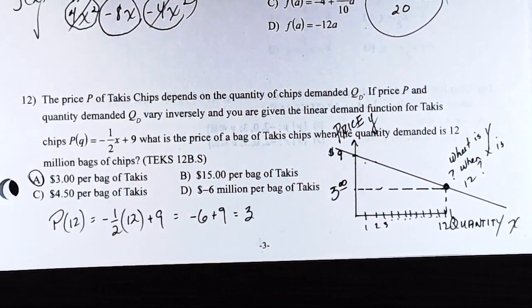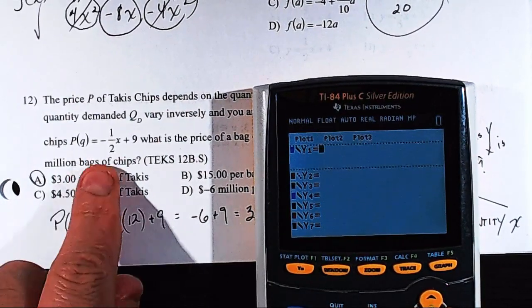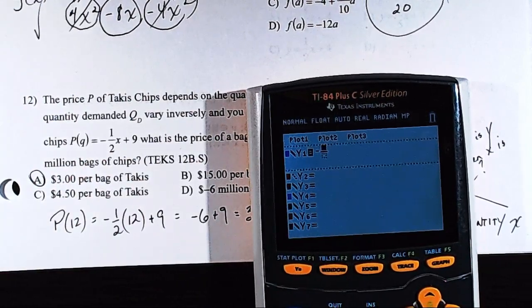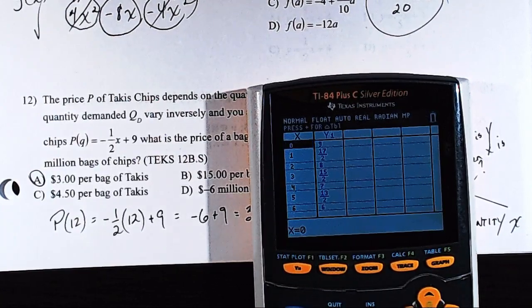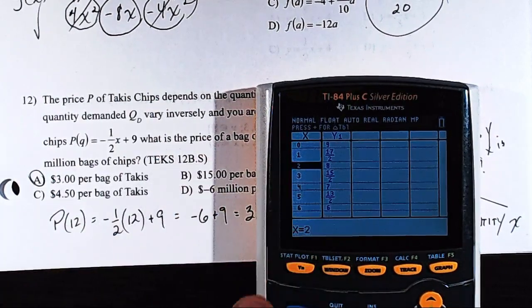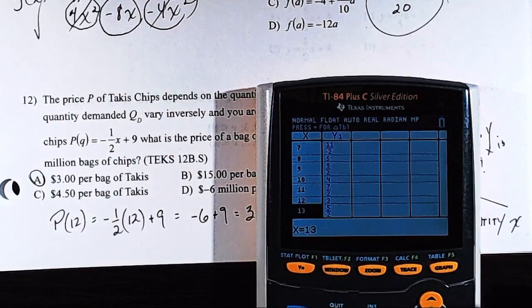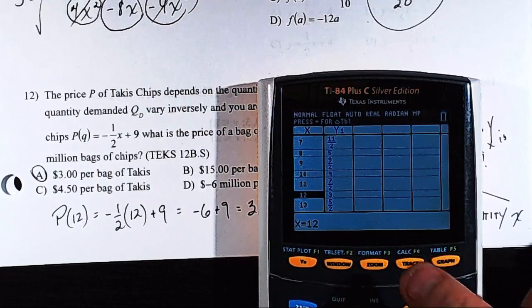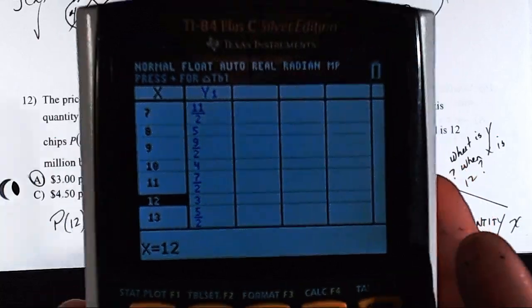And if you didn't know that, if that was confusing to you, if you don't like that math, go to y equals, clear that out, put this in there, negative 1/2 x plus 9, and then go to second graph, and what you're looking for is x equals 12. Just scroll down. Are you noticing something? The numbers get smaller. So x is 12, y is 3. You see that little 3 right there? When x is 12, y is 3.